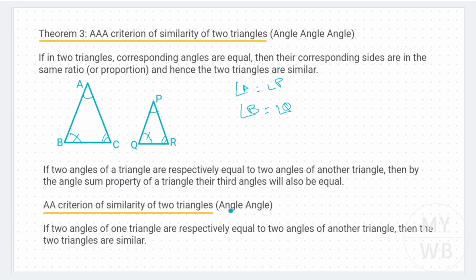So this criterion gives the relation between two pairs of angles only. So it is known as the AA criterion of similarity of two triangles. If two angles of one triangle are respectively equal to two angles of another triangle, then the two triangles are similar. So we have seen what the AAA criterion and the AA criterion are.